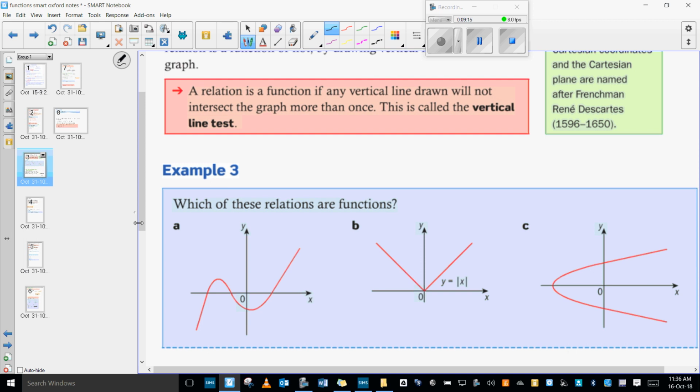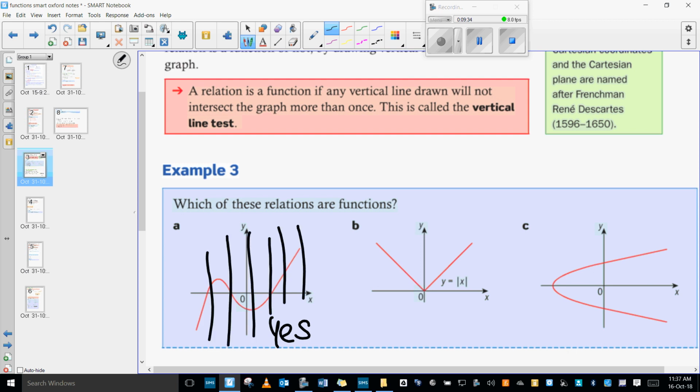If your ruler or pen or pencil only ever touches that graph in one place at each time, then it is a function. So for C, here I've only touched it once, so yes, this is a function. If you want, draw a few vertical lines, just to be clear. This one is modulus x, so we're just thinking in the positive values. And again, yes, that is a function.